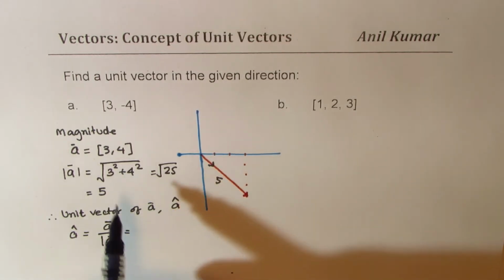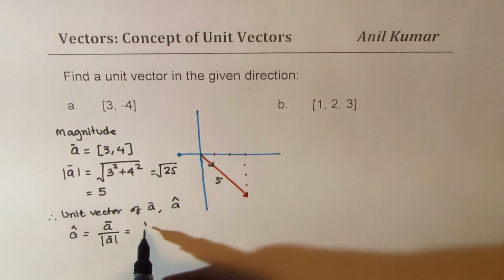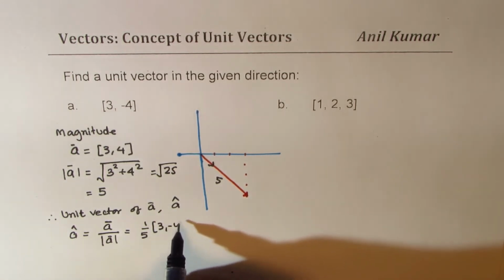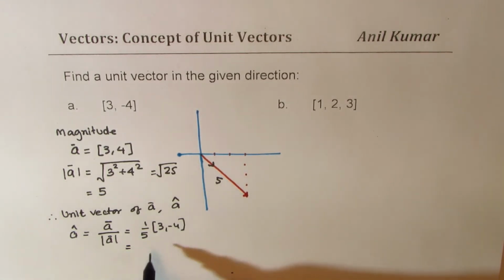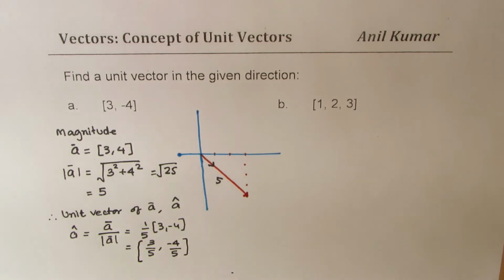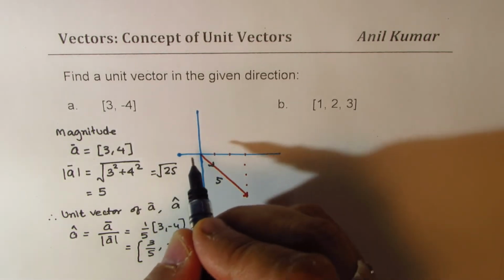Now that means 1/5 of this, right? That means 1/5 of the vector 3, minus 4. You get the concept, correct? And therefore the solution for us will be 3 over 5 and minus 4 over 5. So that is how we get the unit vector for any given vector.